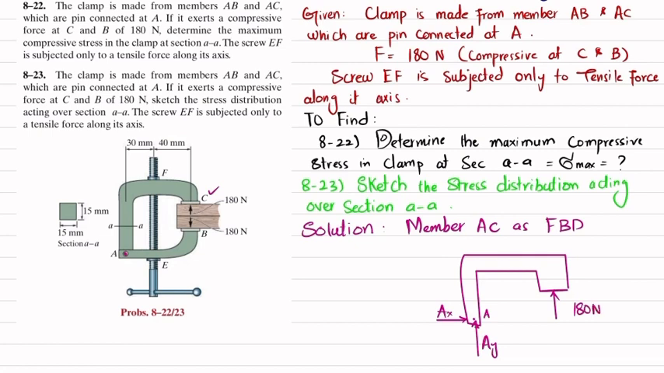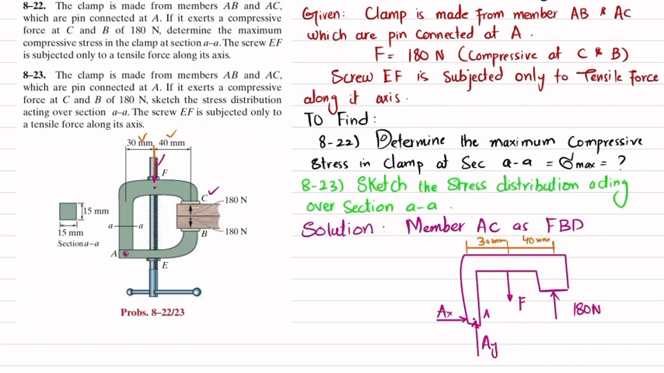Also, it is given that the stress will be tensile in this lead screw. So the lead screw will exert a downward force on this member AC. Let this be the force F, which is not known. Clear? We will also write the distances: this distance is 30 millimeter, and the distance to the center of application of this force is 40 millimeter.